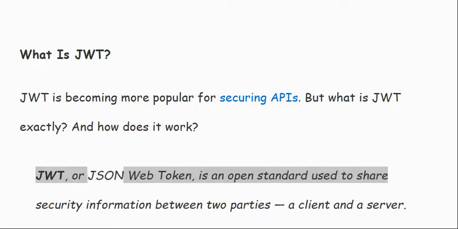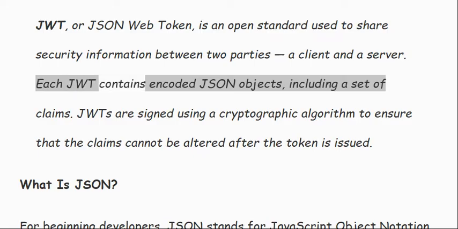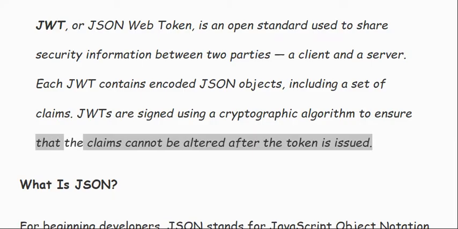JWT, or JSON Web Token, is an open standard used to share security information between two parties, a client and a server. Each JWT contains encoded JSON objects, including a set of claims. JWTs are signed using a cryptographic algorithm to ensure that the claims cannot be altered after the token is issued.